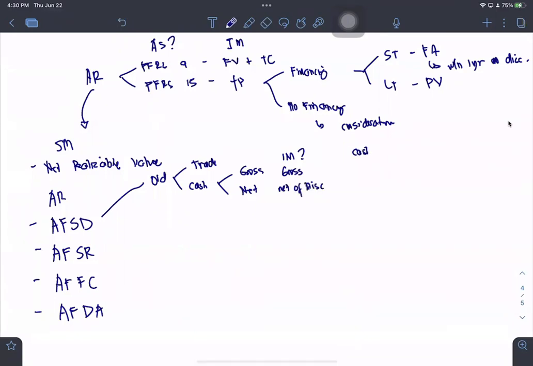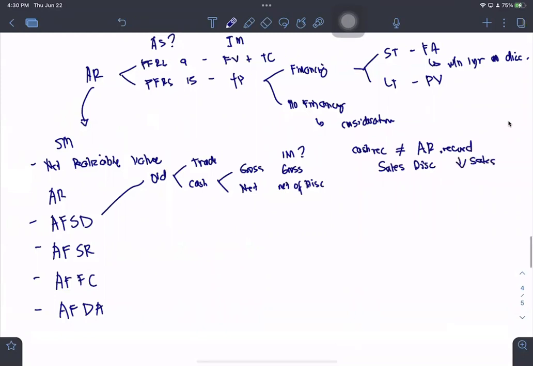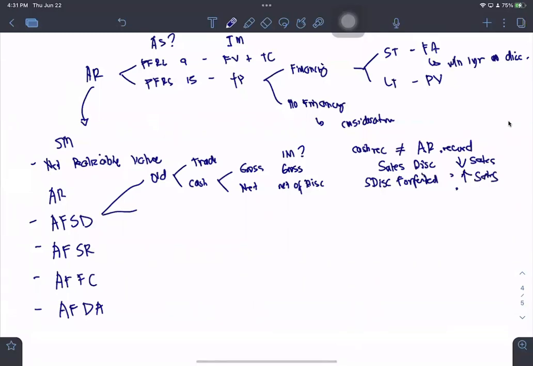And whenever the amount of cash received is not equal to the AR on record, then how do we treat the difference under gross? We treat it as a sales discount, meaning it decreases your sales. For net method, if the cash received is not equal to AR on record, we call that your sales discount forfeited. And a sales discount forfeited increases your sales. But if it comes from PFRS 15, you treat it as a variable component, meaning AR will now be recorded net of the discount. Okay, net of the discount. So you must estimate the component.